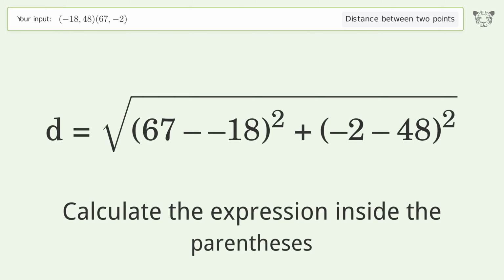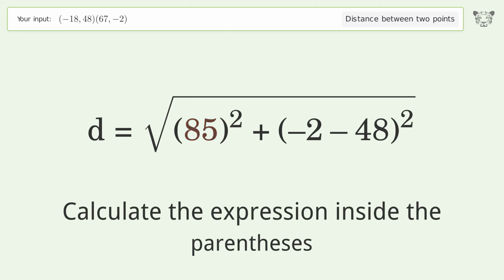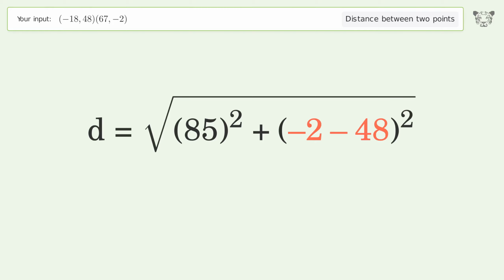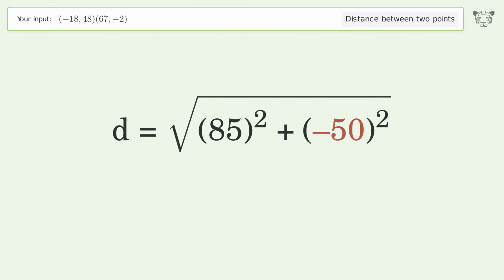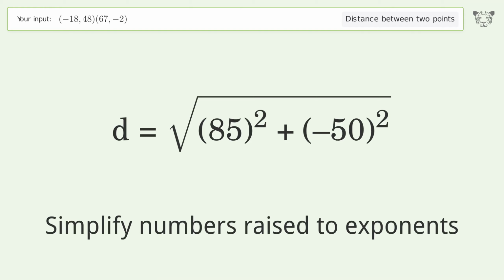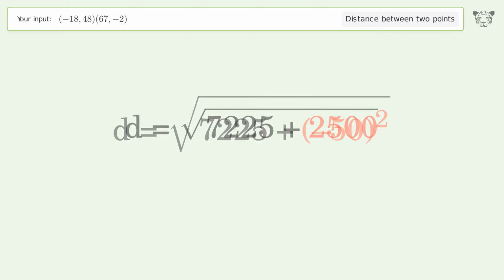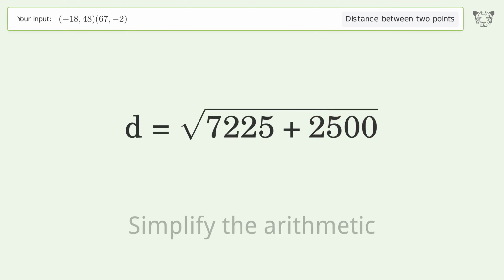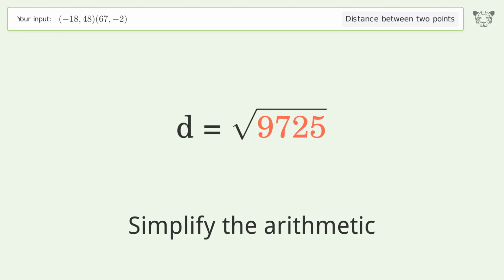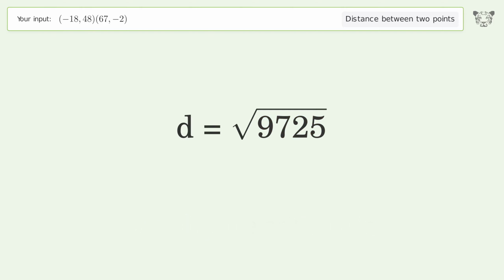Calculate the expression inside the parentheses. Simplify numbers raised to exponents. Simplify the arithmetic. And so the distance between the 2 points is the square root of 9,725, or 98.615.